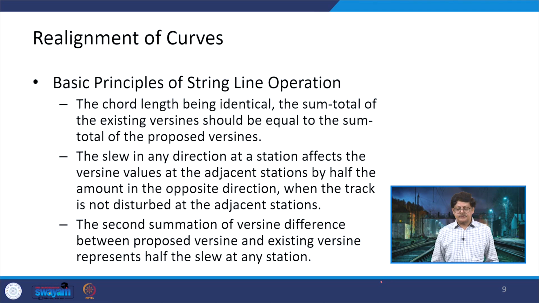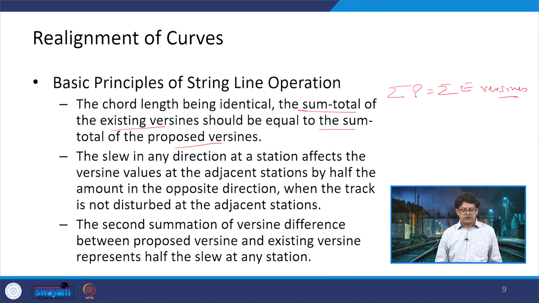So, what is the basic principle here? The chord length being identical, the sum total of the existing versines should be equal to the sum total of the proposed versines. So, sum of proposed is equal to sum of existing versines. This is one thing. The slew in any direction at a station affects the versine value at the adjacent station by half the amount in the opposite direction.